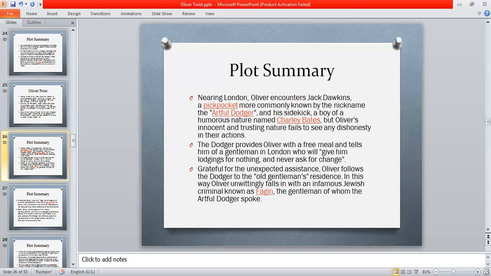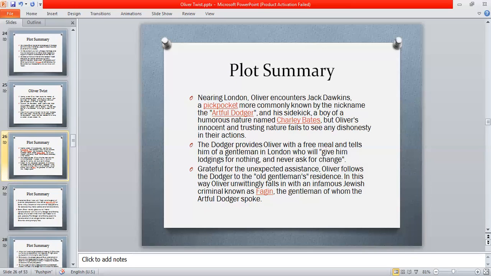The Dodger provides Oliver with a free meal and tells him of a gentleman in London who will give him lodging for nothing, without any return, and never ask for any service. Oliver becomes very grateful and happy for this help, which comes unexpectedly. Oliver follows the Dodger to the old gentleman's house.